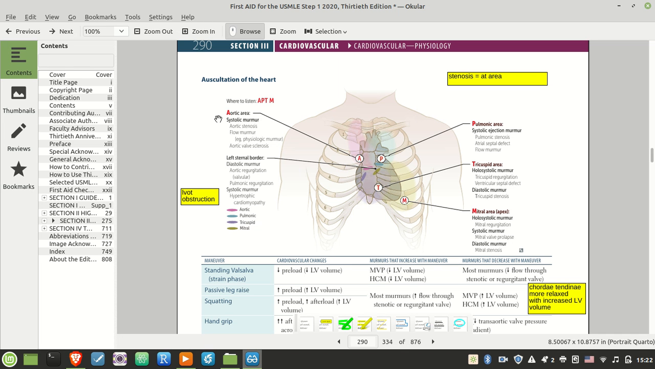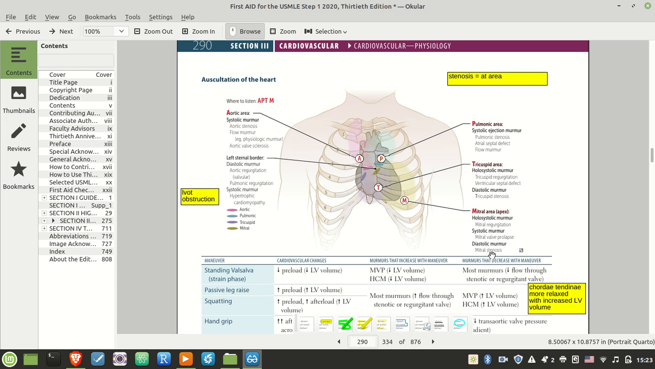Whatever, that's just for your benefit. But in any case, let's start off with the top here. A good rule of thumb is that when someone says stenosis, it typically happens at that valve area. So for example, aortic stenosis is here at the aortic area. Pulmonic stenosis, right here at the pulmonary area. Tricuspid stenosis, right there at the tricuspid area. Mitral stenosis, same thing, right here in the mitral area.